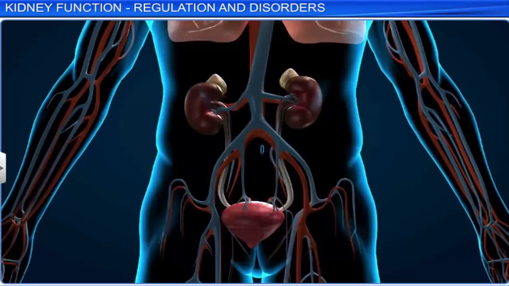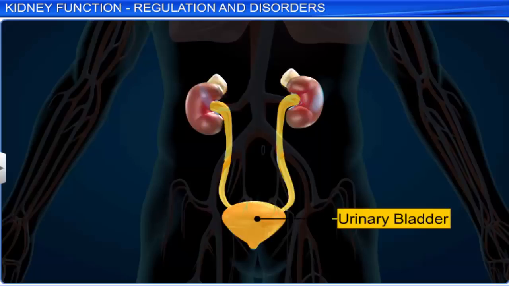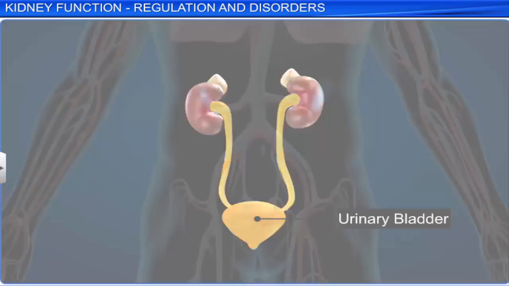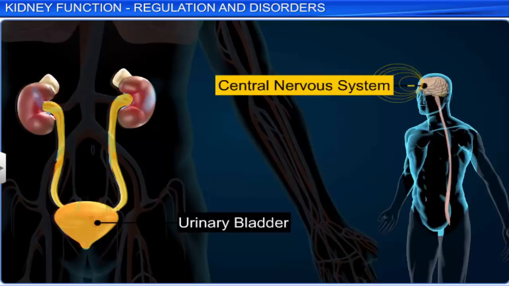Hence, hormonal feedback mechanisms efficiently monitor and control the functioning of the kidneys, leading to the formation of urine, which passes into the urinary bladder, where it is stored until a signal is received by the central nervous system, or CNS.